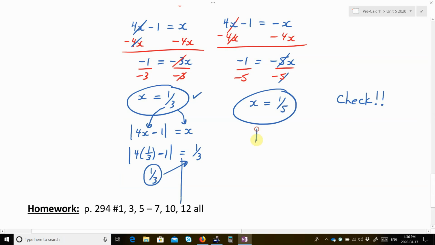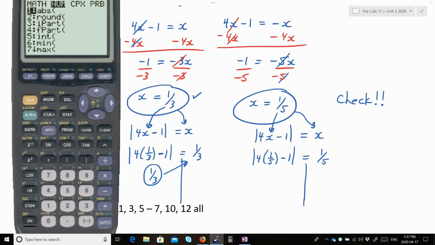Okay, now does 1/5 work? The original equation is absolute value of 4x minus 1 equals x. I'm going to put 1/5 here and 1/5 here. So it will be 4 times 1/5 minus 1, the absolute value of all of that. Does that equal 1/5?